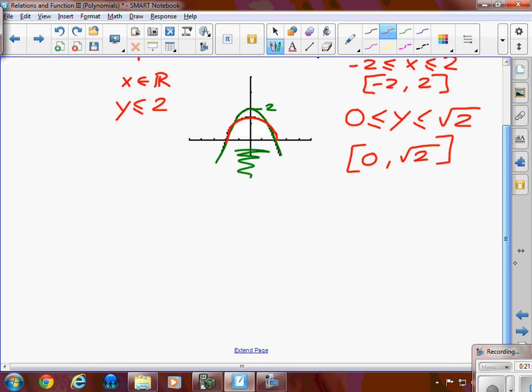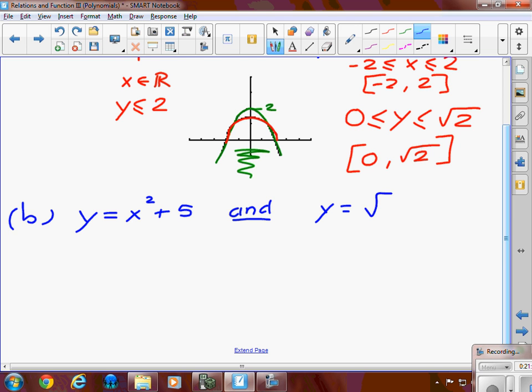So here's the next one. We got 2, we said. Come up with a sketch from your calculator if you need to. So y equals x squared plus 5, and y equals the square root of x squared plus 5. So just the square root of that function. Come up with the domain and range, provide a little sketch, and we'll look at it.